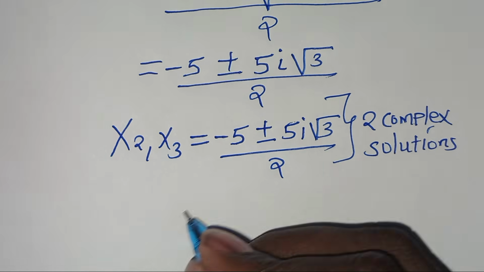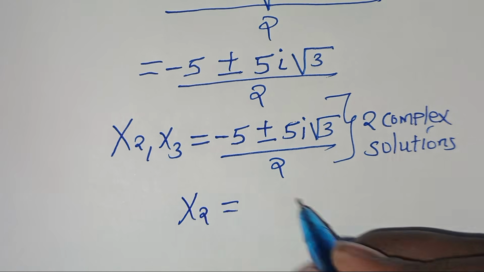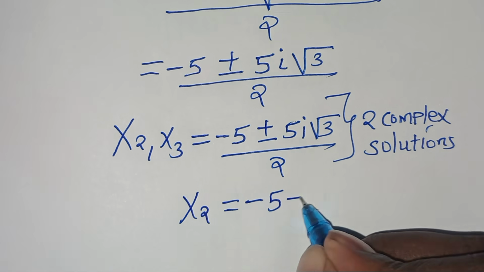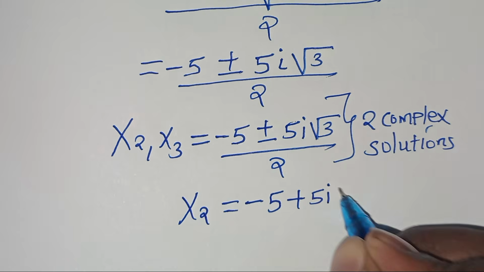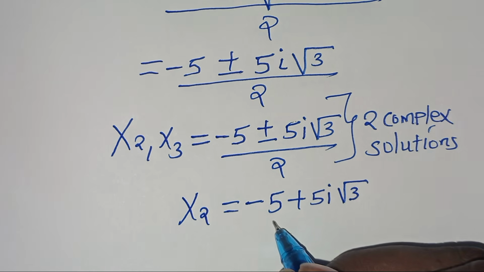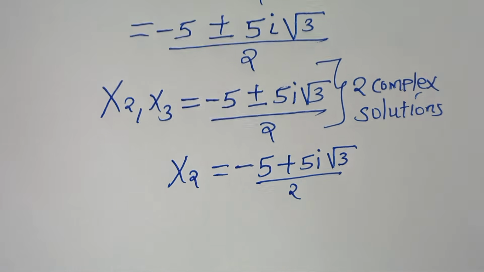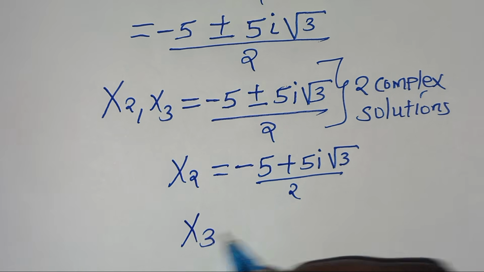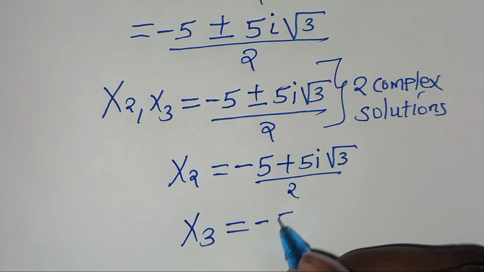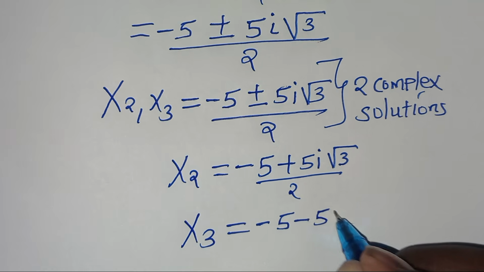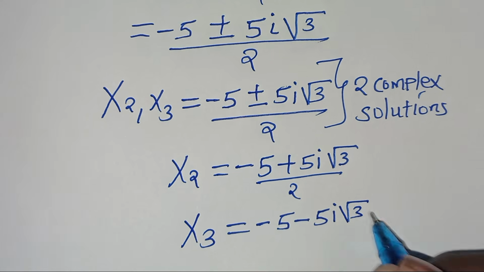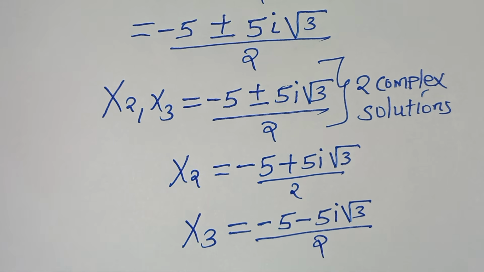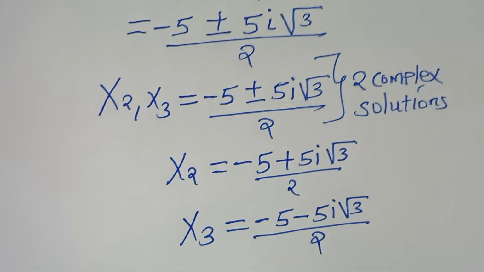So that means that x2 is equal to negative 5 plus 5i square root of 3 divided by 2. We have x3, this is equal to negative 5 subtract 5i square root of 3 divided by 2. Now let's proceed to case 2 from here.